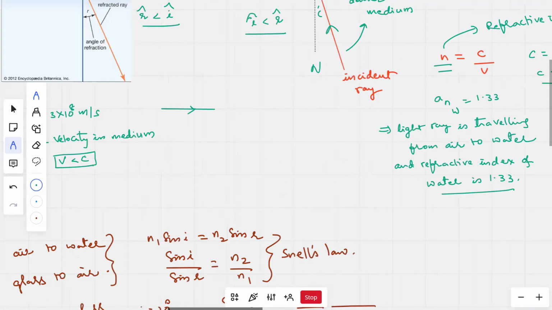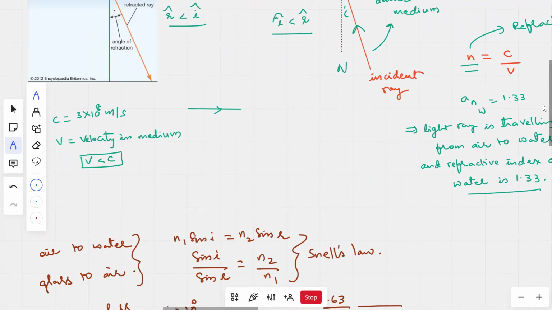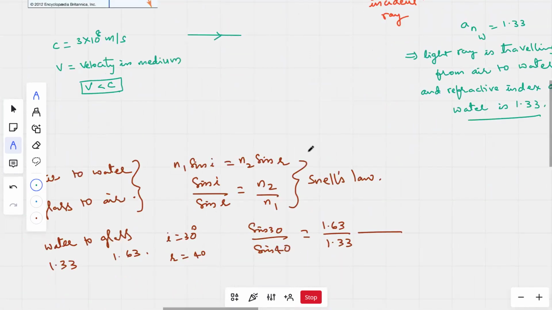And then one more thing is, what is the relation between the refractive index and the angle? We are saying that the angle I and angle R, that a scientist called Snell gave the relationship. So here, I is the angle of incidence and R is the angle of refraction, and N1 is the refractive index of the first medium, and N2 is the refractive index of the second medium. So N1 sin I is equal to N2 sin R, or sin I by sin R is equal to N2 by N1.